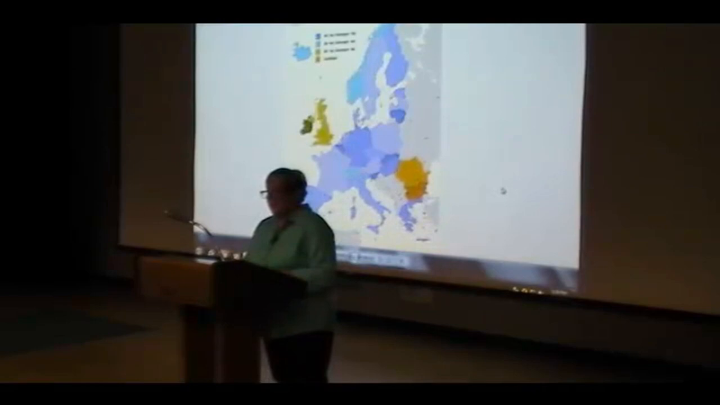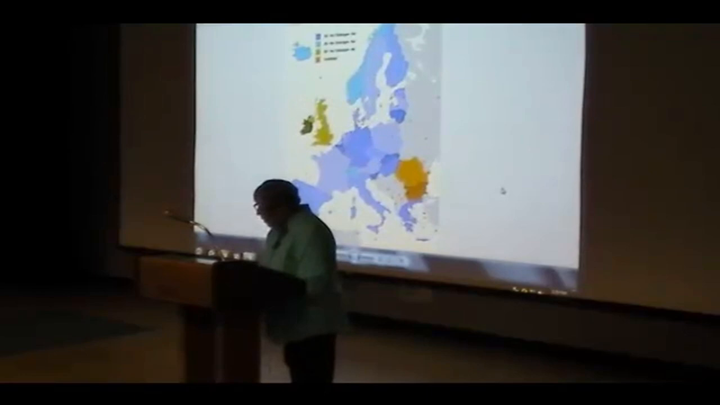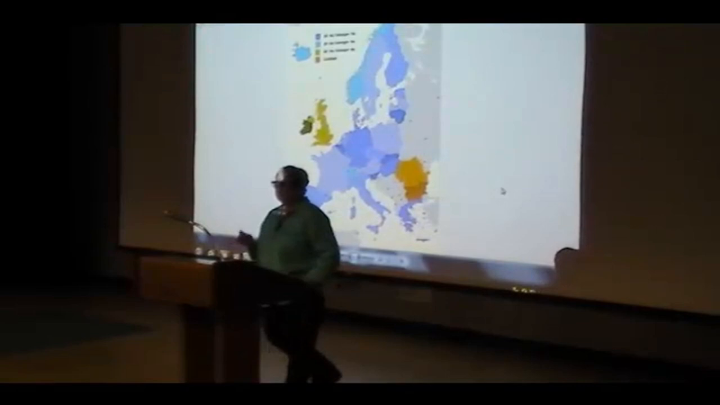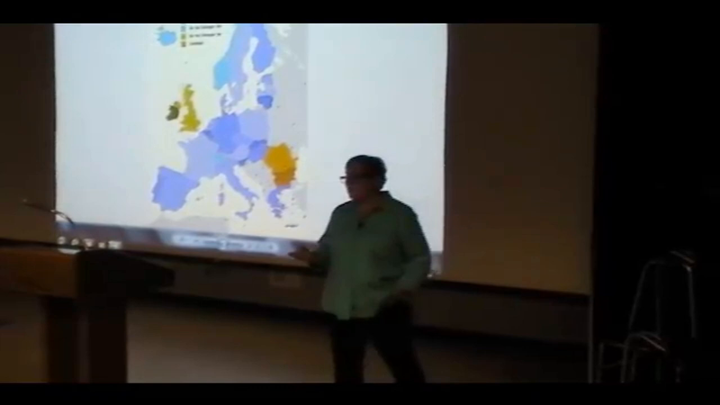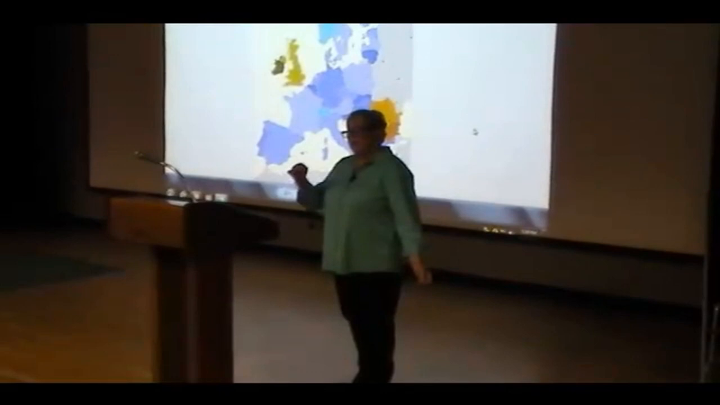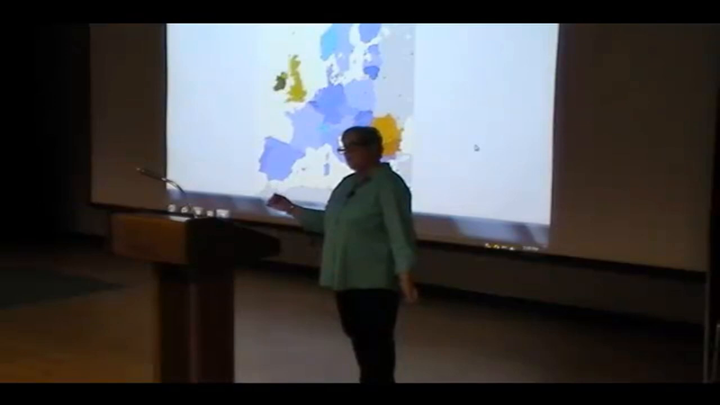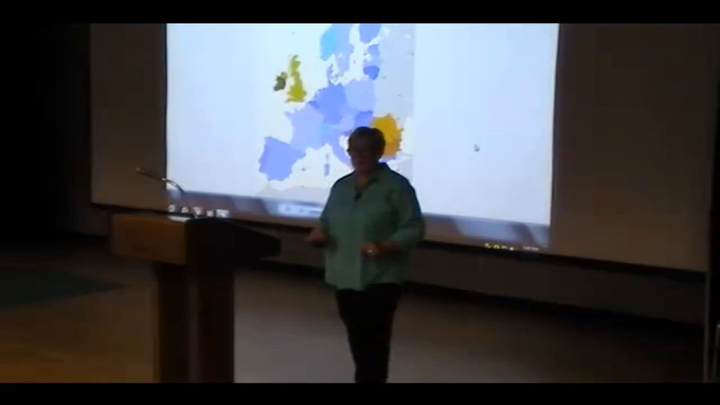So who's a refugee? How do we define a refugee? A refugee is someone who, owing to a well-founded fear of persecution due to race, religion, nationality, political affiliation, membership in a particular social group, is outside the country of his nationality, and owing to such fear, is unable or unwilling to avail himself of the protection of his country. That's what makes a person a refugee.